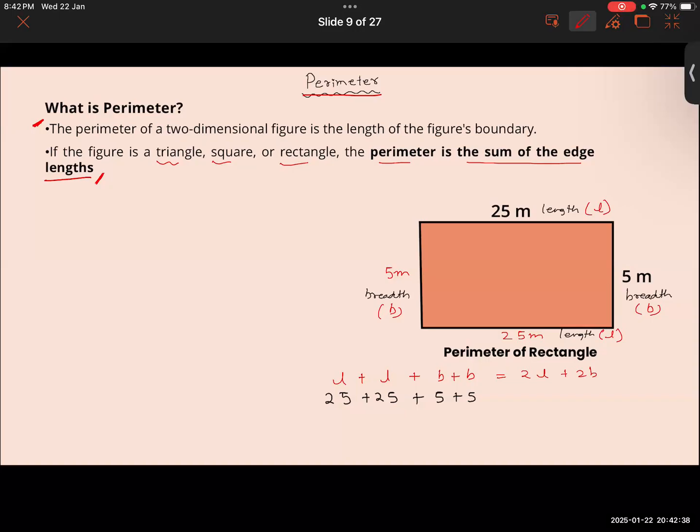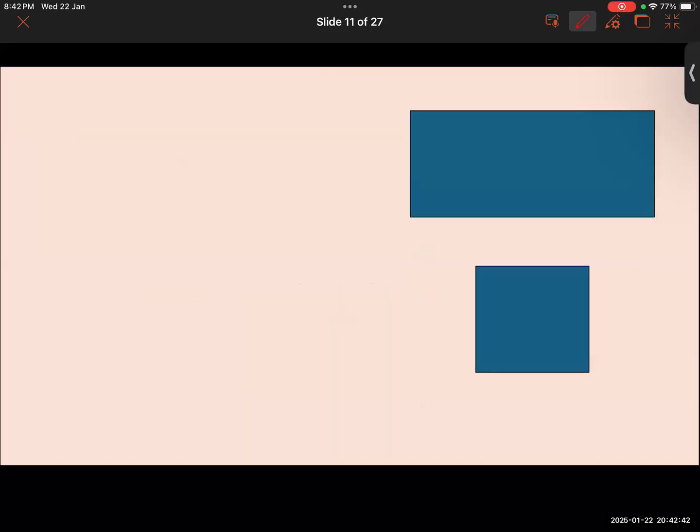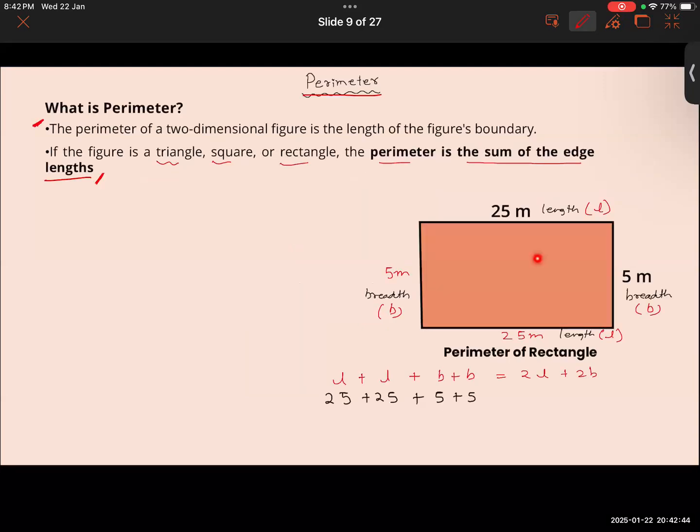Done. Good. Now consider that we have a given figure, for example, like this is the length and this is the breadth of the given rectangle here. We need to find what would be the sum of the edges of this figure here. So as I was explaining to you, what we need to do is simply add the lengths and the breadths, L plus L plus B plus B. That is 2L plus 2B, right?